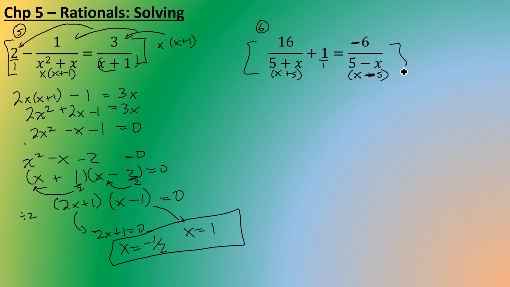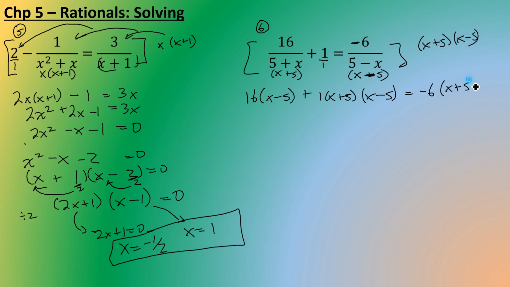So now I'm going to multiply by x plus 5, x minus 5. So in general, you want your x to be positive if possible. So on the first fraction, we have the 16, and then the x plus 5's cancel, so I have x minus 5. Nothing cancels on that 1, so I have 1 times x plus 5, x minus 5. And then on the last fraction, we have negative 6, the x minus 5's cancel, and that leaves me with x plus 5. So I distribute that negative 6. I'll multiply this out. That's x squared minus 25.